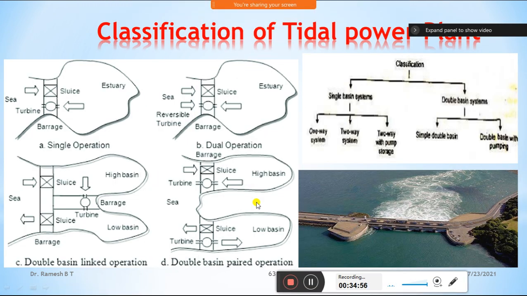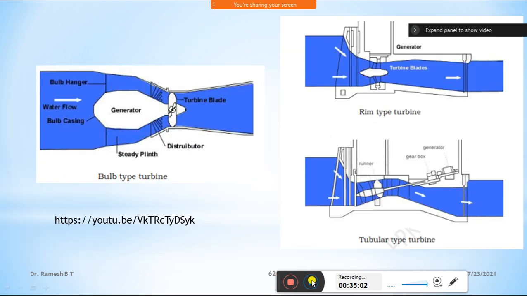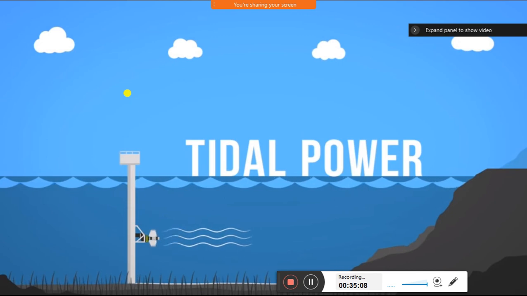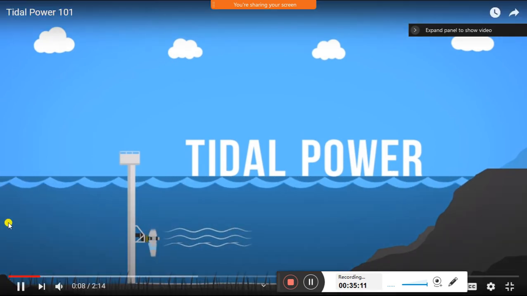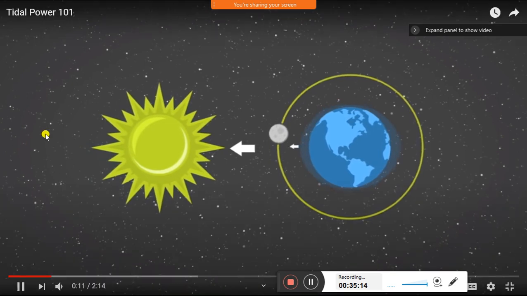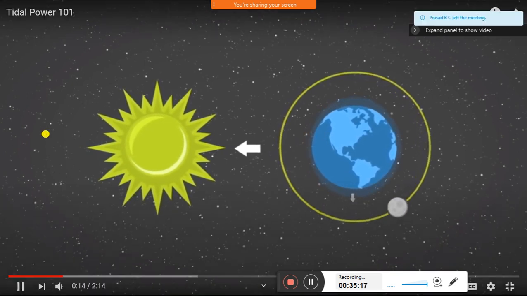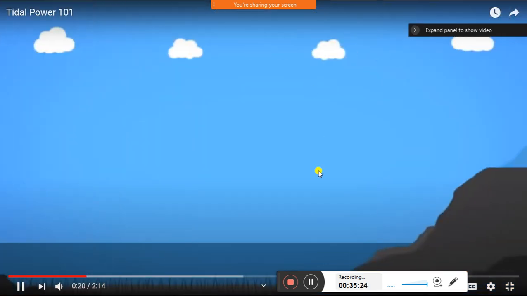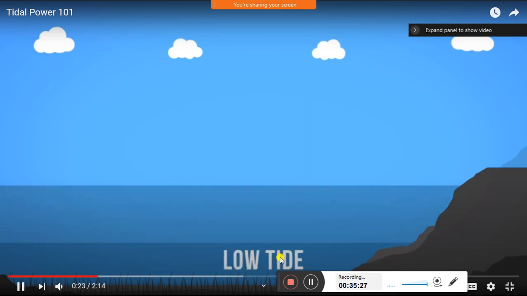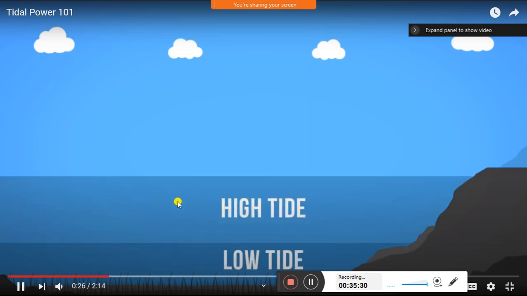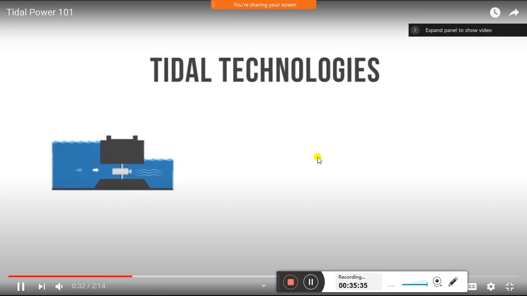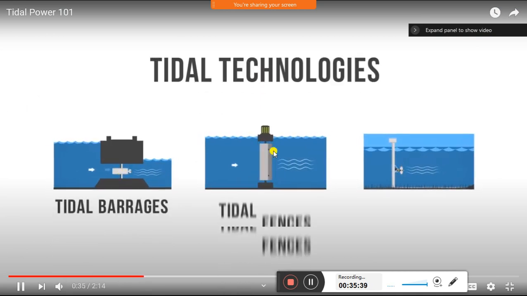In the next class we will discuss the classification of tidal power plants. This is tidal power. This is the bulge that forms the spring and neap tides. These are some coastal lines where you get tidal power plants. There are low tides and high tides, which occur daily. This needs a 5 meter range. And tidal technology means this is how they operate the turbines.